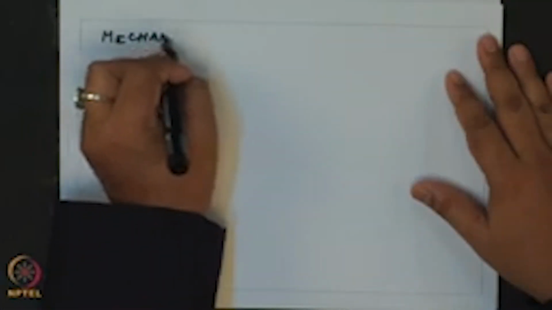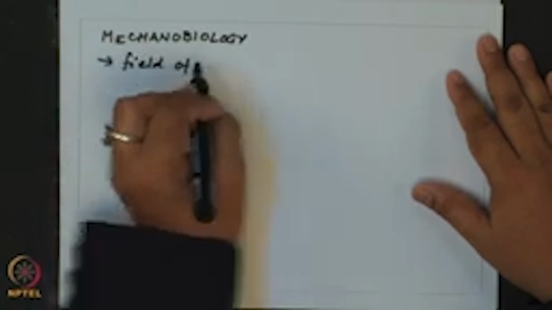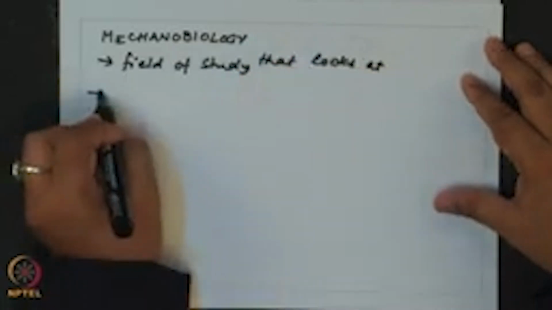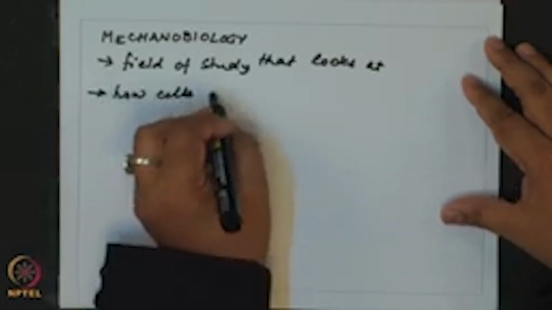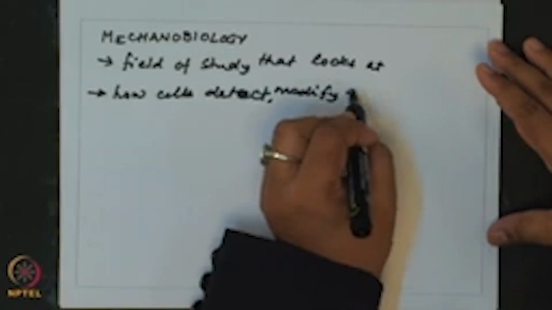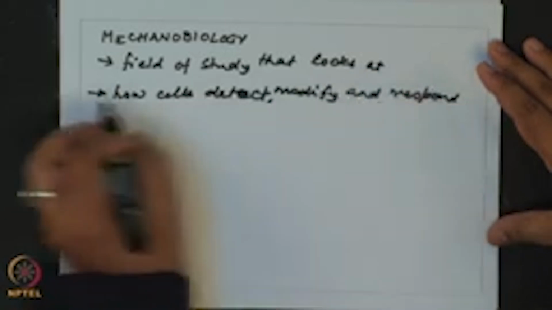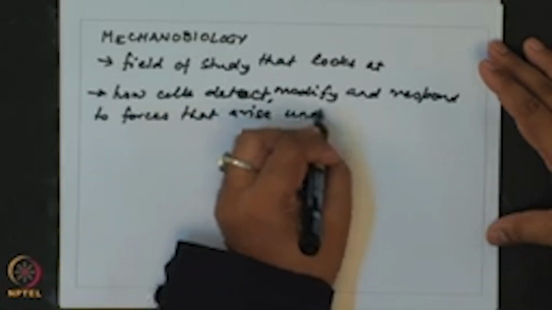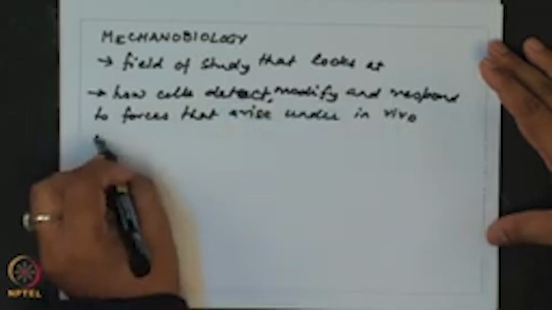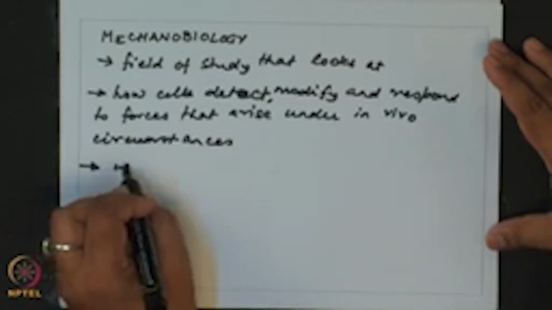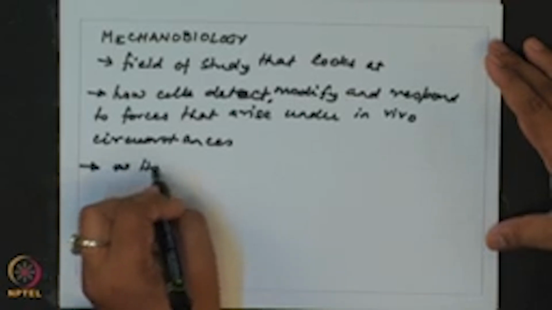Okay. So, to summarize, mechanobiology is a field of study that looks at how cells detect, modify and respond to forces that arise under in vivo circumstances. How forces are transmitted.